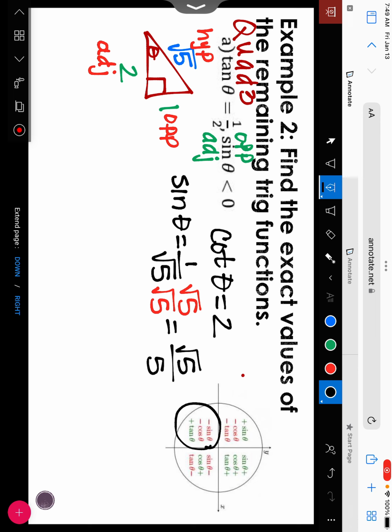Now we know we're in quadrant 3 and everything is negative except for tangent and cotangent. So don't forget to add a negative in front of our sine. So sine is negative. So that would be my sine. That's my cotangent. Okay, let's do the sister. The sister to sine is cosecant.